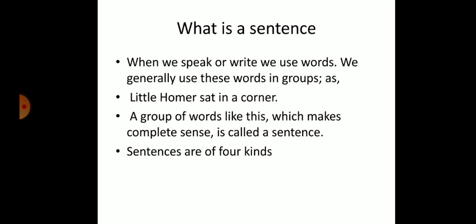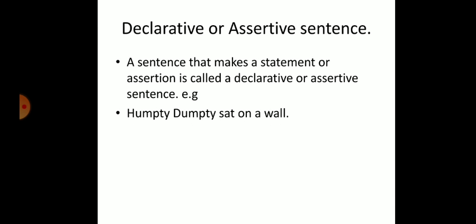Students, a sentence has 4 types or 4 major kinds. The first one is called declarative or assertive sentences. What are declarative or assertive sentences? As both the words declarative and assertive indicate, a sentence that makes a statement or asserts a declaration is called a declarative or assertive sentence.